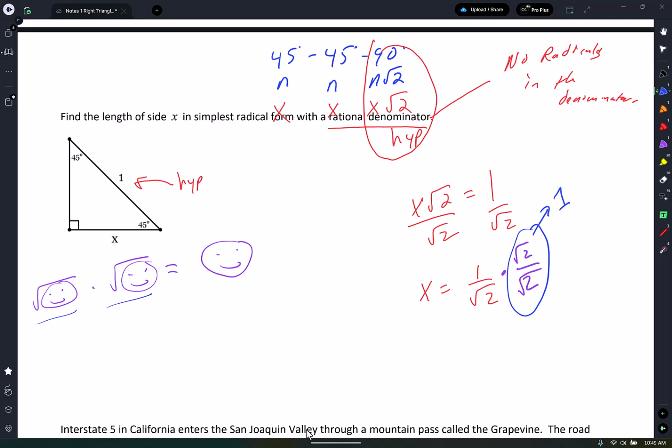Well, child, but why did you do square root of 2 over square root of 2? Because square root of happy face and square root of happy face is just happy face. I have a square root of 2 in there, so I have to use a square root of 2 just to get the 2 by itself. So here we go.